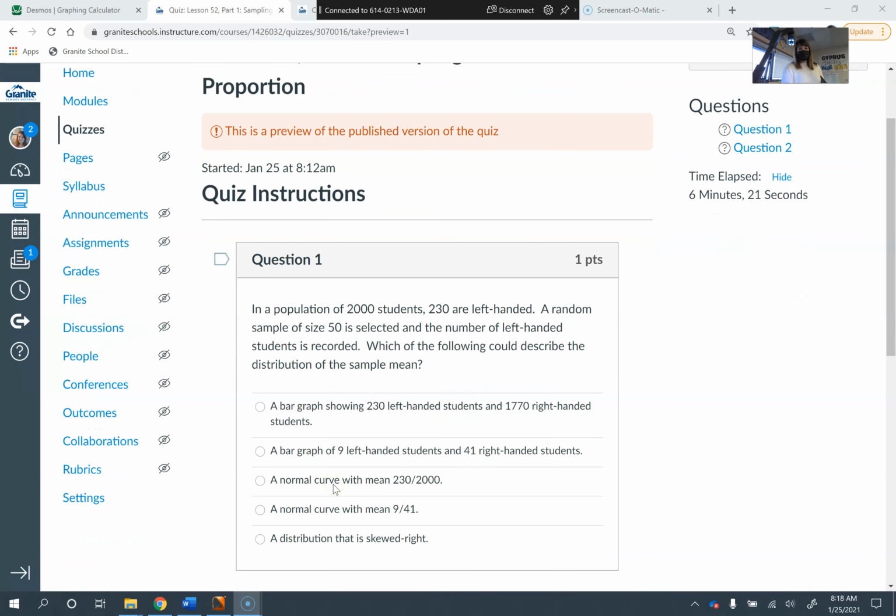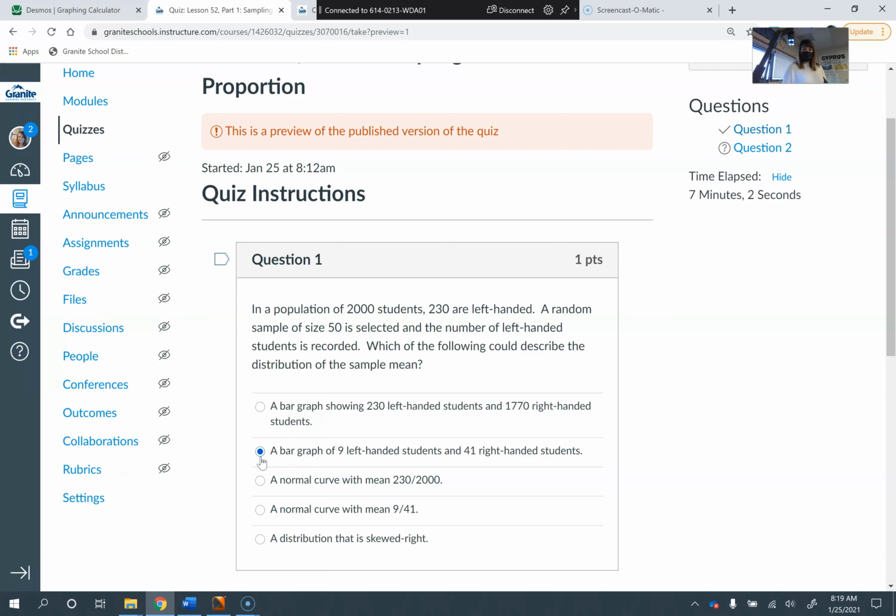A bar graph showing 230 left-handed and 1770 right. No, that's the population. That would be your population distribution. A bar graph of 9 left-handed students and 41 right-handed. Well, I don't know. How many is 9? So I'm going to type in 9 divided by 50, and that's 18. Okay, I think it might be that one. Is it reasonable that it would be so high up? It's unlikely, but we could get one. So I'm thinking right now it is B.